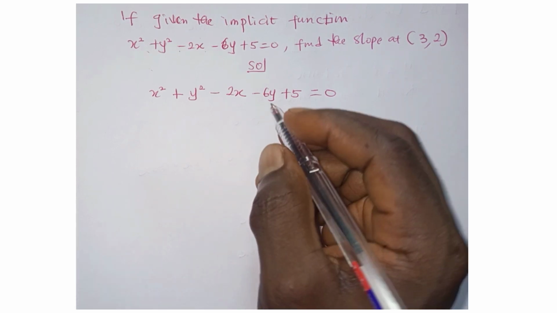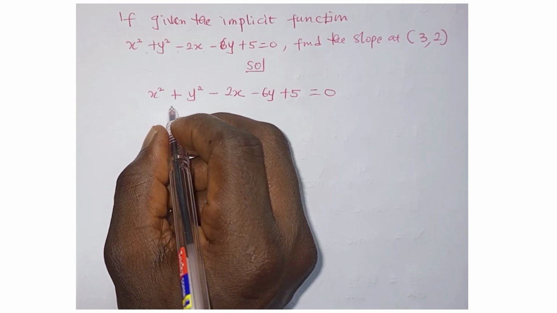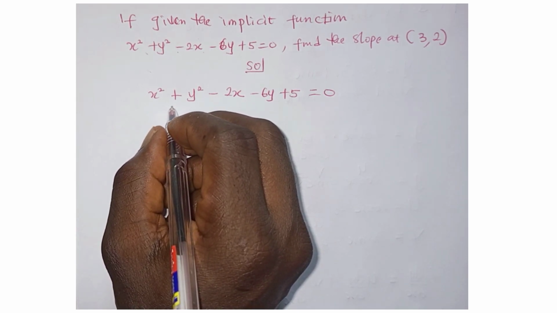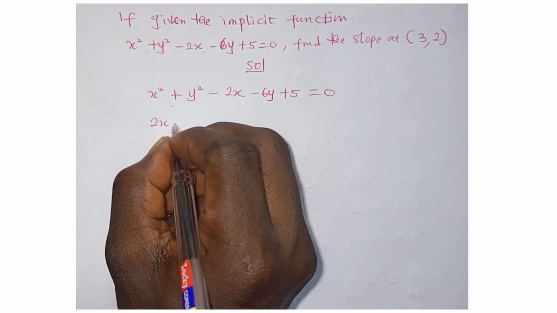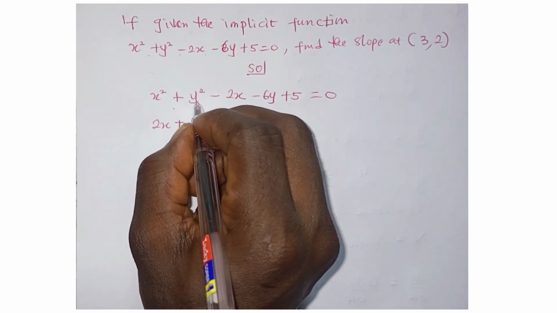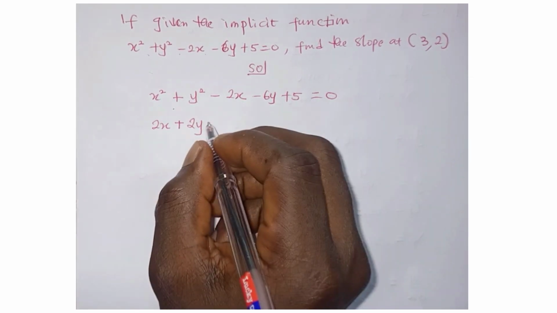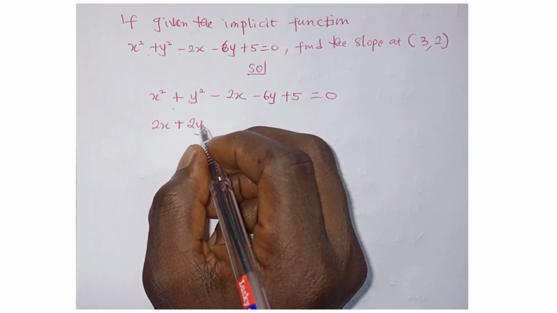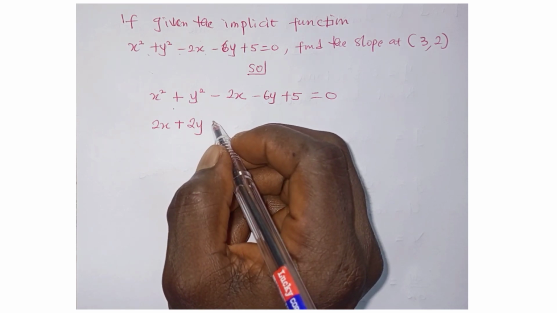So in this case, I will now be differentiating. Individually, the differential of x squared will give me 2x. Plus, if I differentiate y squared, it will give me 2y. But for every differential of y, there must be dy/dx.